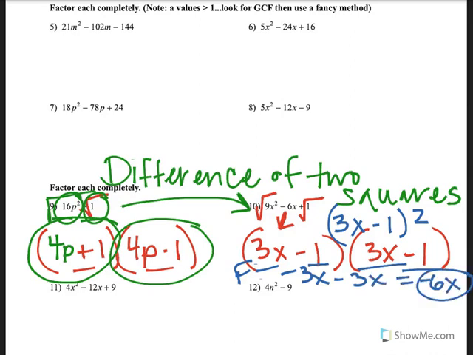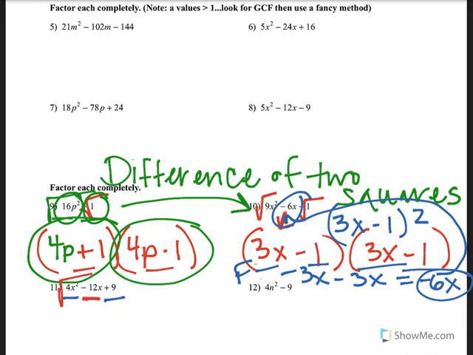So if this term matches with your middle term up here, then you know that you're correct. Okay? Number 11 is the same thing. You have a perfect square for A and a perfect square for C. And then you have a negative in the middle.